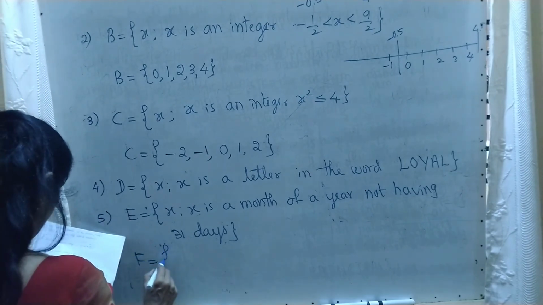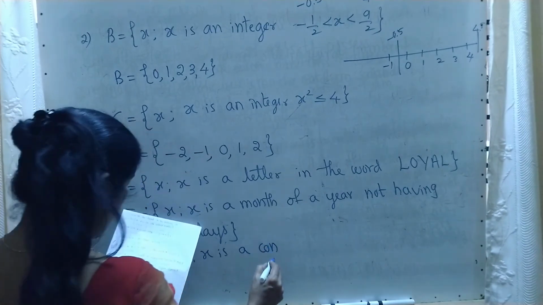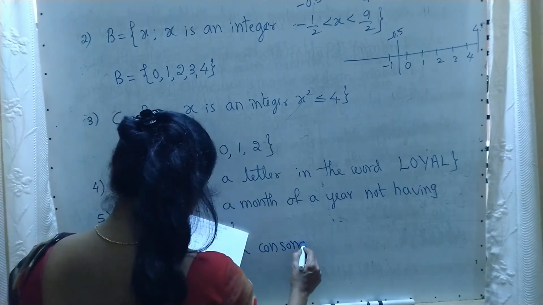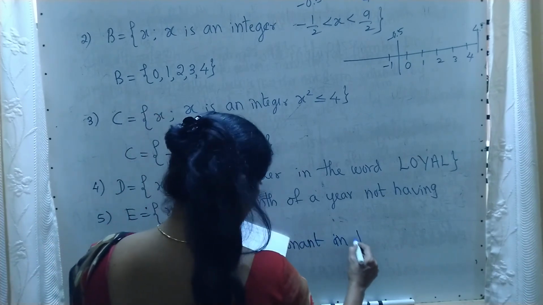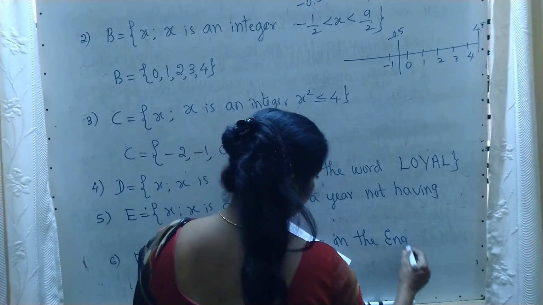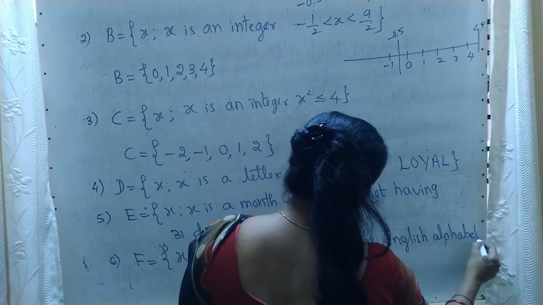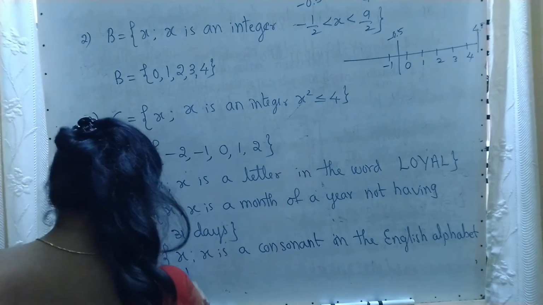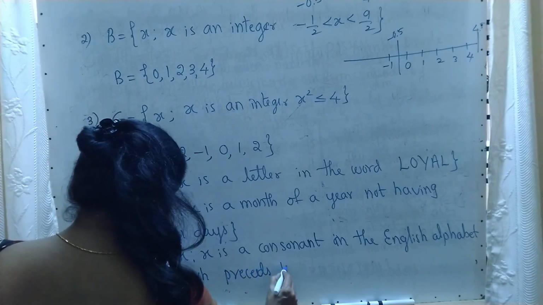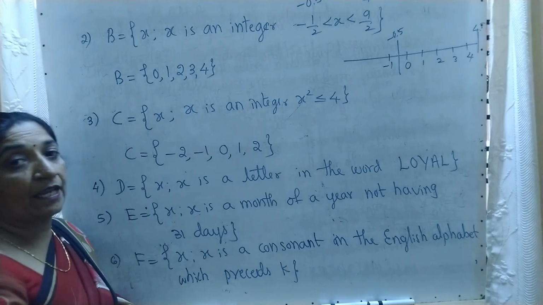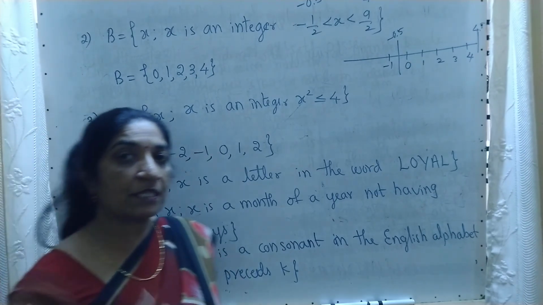Next one. X such that x is a consonant, that is a letter which is not a vowel in the English alphabet, which precedes K. That means which is before K, which are not vowels. Before K we have to write. And students, these three are assignments.